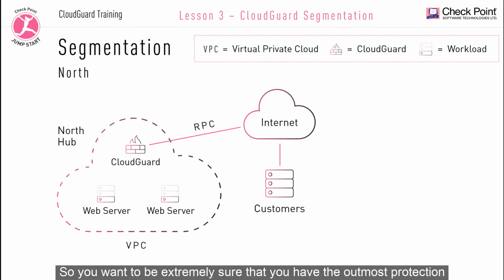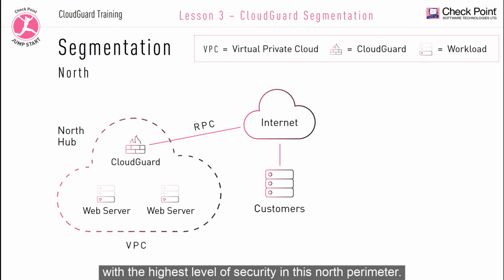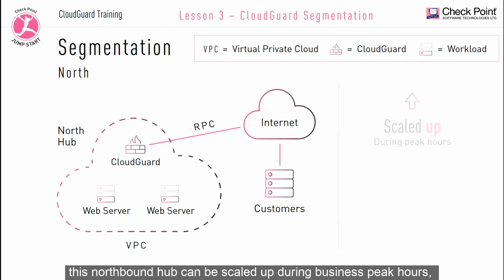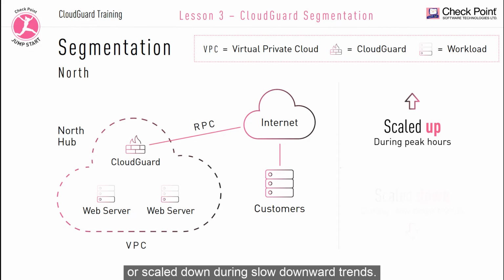So you want to be extremely sure that you have the utmost protection with the highest level of security in this north perimeter. And in addition, and I have alluded to this a few times, depending on your business demands, this northbound hub can be scaled up during business peak hours or scaled down during slow downward trends.